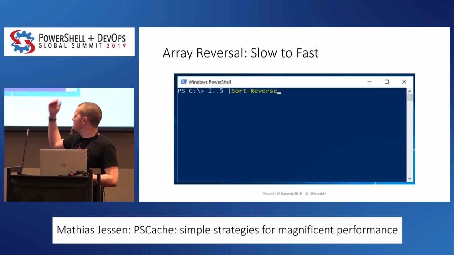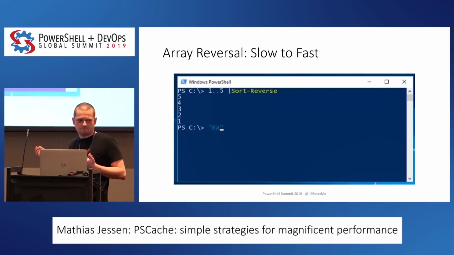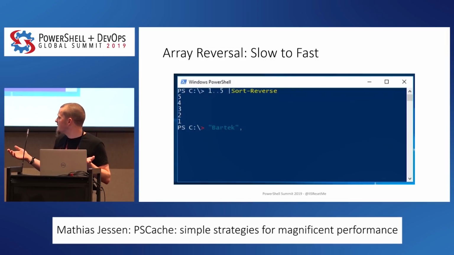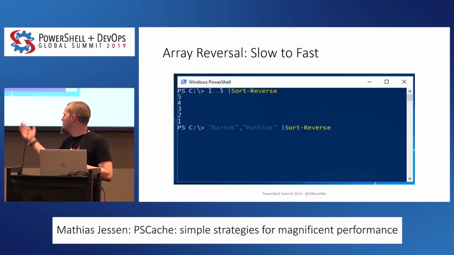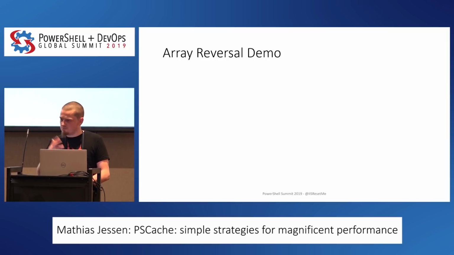So basically, we pipe some input to sort reverse, and it all gets out in the reverse order. Fairly simple, right? Bartek, my friend, came up with an initial implementation of this, so his name's in there. But again, you'll see that our names will be sorted in reverse. Right, so let's have a look at that.